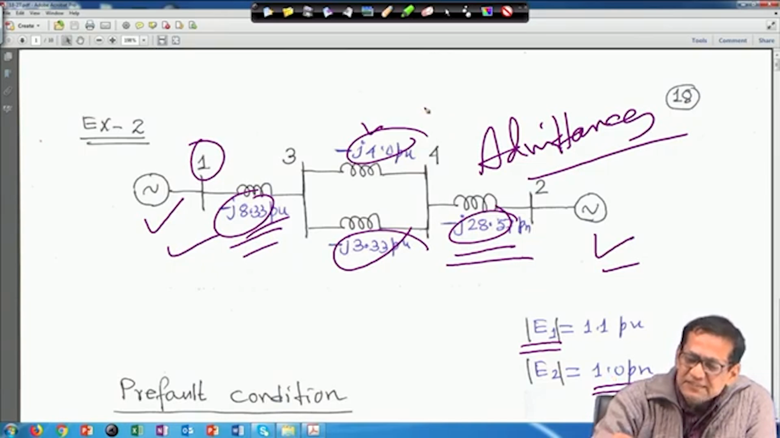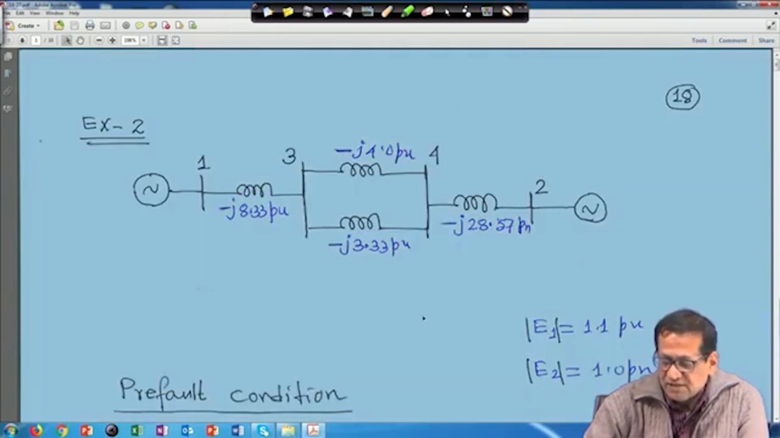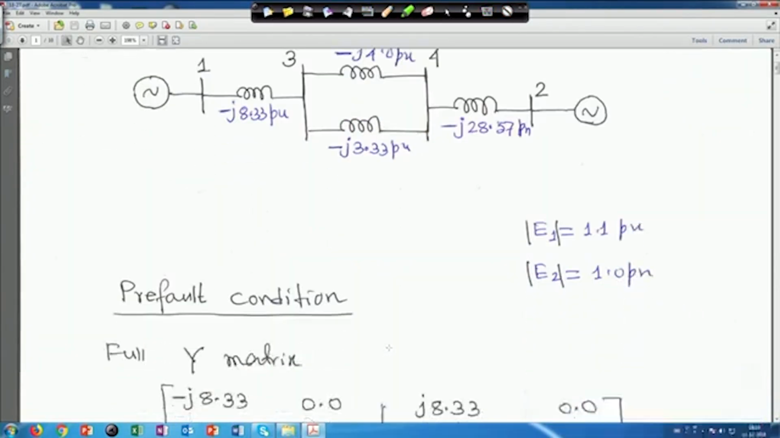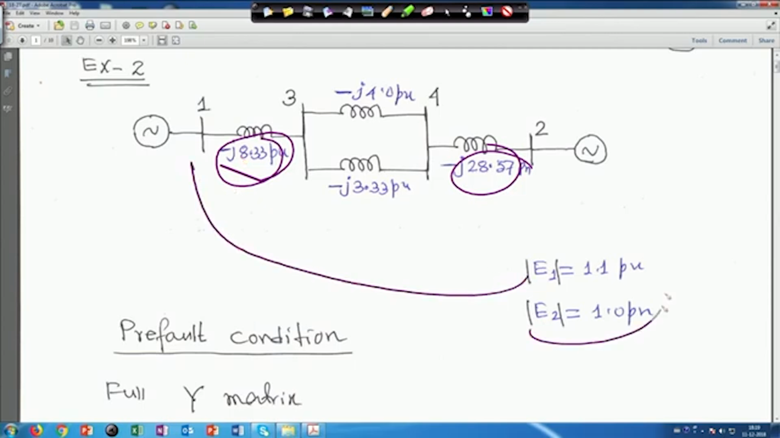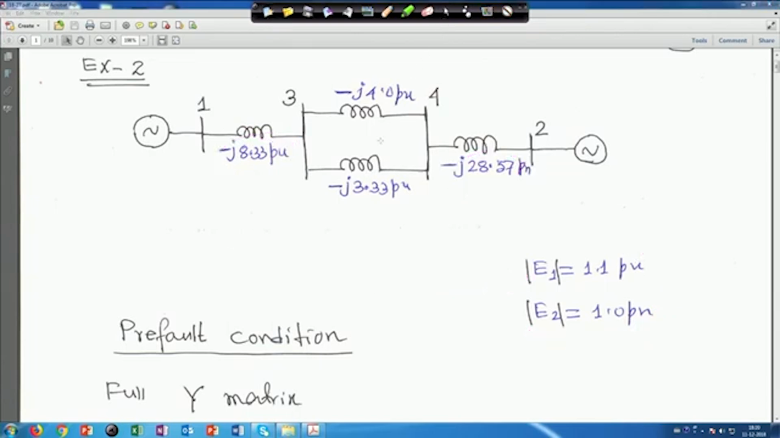And this is E1, this is E2, and for the pre fault condition, if you form the Y matrix, you have 4 buses, 1 2 3 4, right. The voltages E1 and E2 are the generator terminal voltages behind the transient reactance, which we have converted to admittance. Basically these are the voltage magnitudes behind the transient reactance, right. So, this is your pre fault condition Y matrix. Just looking at this you can easily make it, right.